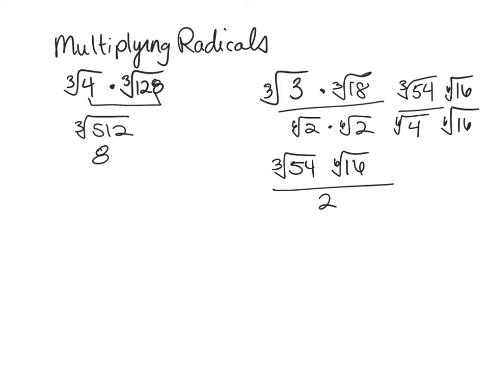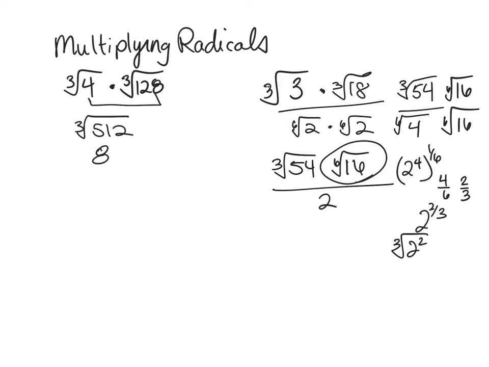Now, we can actually simplify this a little bit. Watch. If I take this and I write that as 2 to the 4th to the 1/6th power, what did I just do? I wrote 16 as 2 to the 4th, right? And then I made it a fractional exponent. Because what is 4/6? 2/3. So I have now 2 to the 2/3, which is the cube root of 2 squared instead. So now it's the cube root of 54 over 2, and now my radical is the same. That's why fractional exponents are awesome, because they allow us to do stuff we can't do with radicals.